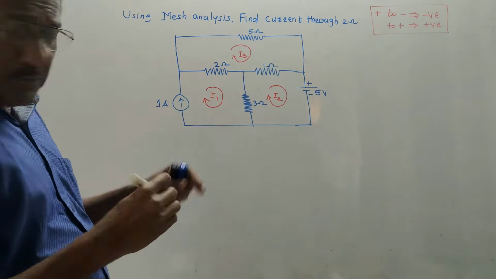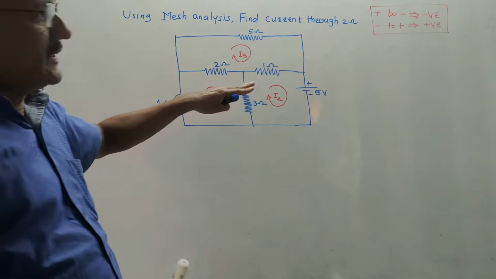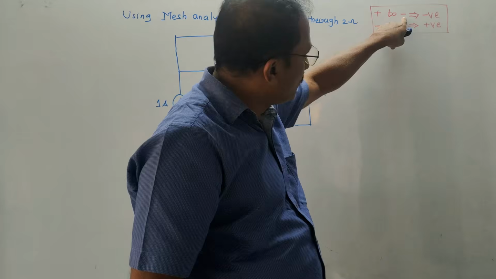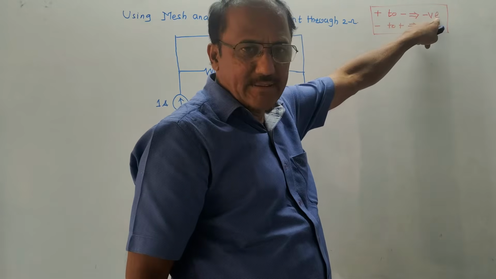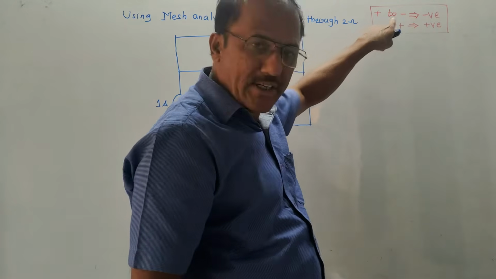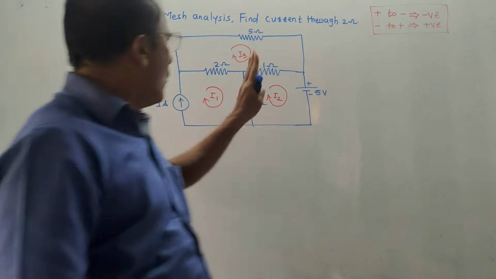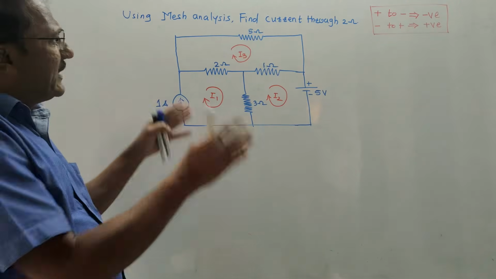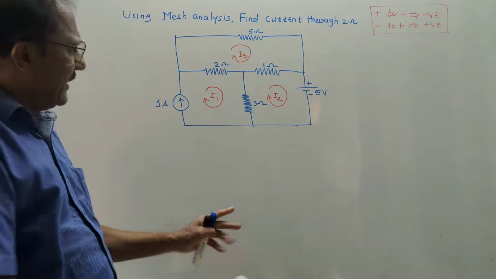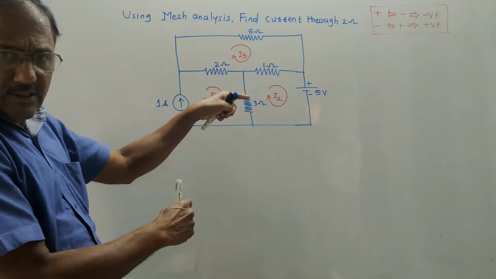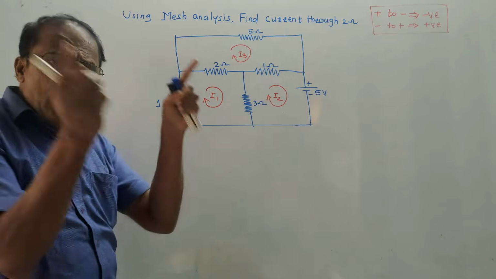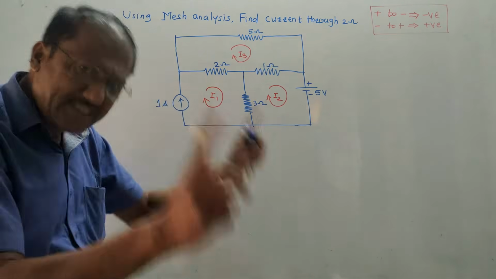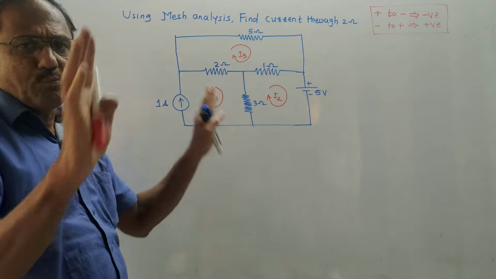Now, as far as the KVL numericals are concerned, only two rules you need to remember. If you are moving from positive to negative, plus to minus, the sign is minus. If you are moving from minus to plus, the sign is plus. Okay. How to identify whether it is a super mesh or not? Very simple trick. There are three basic loops. You just have to observe in which loop there is a current source. In loop 1 there is a current source. Wherever there is a current source in that loop, it is a super loop.